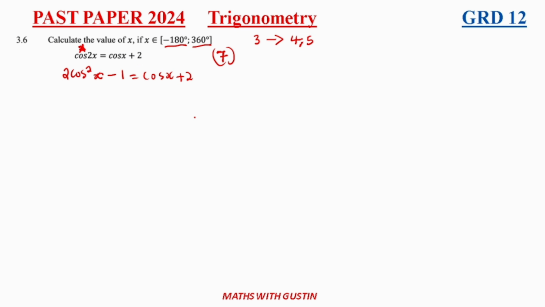All right, so now let's see here. I'm going to move everything to one side and make this equal to 0, because we are solving for x at the end of the day. So minus cos x, and then I have minus 1. I'm going to move this to that side as well. It's going to be minus 2 equal to 0. So what you have here is 2 cos squared x minus cos x minus 3 equal to 0.